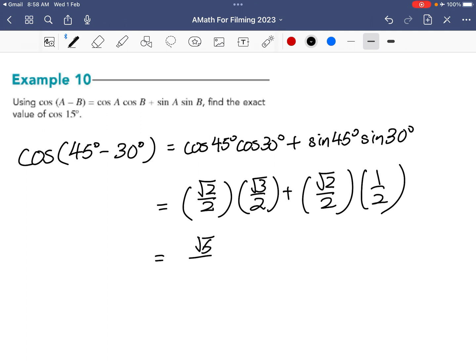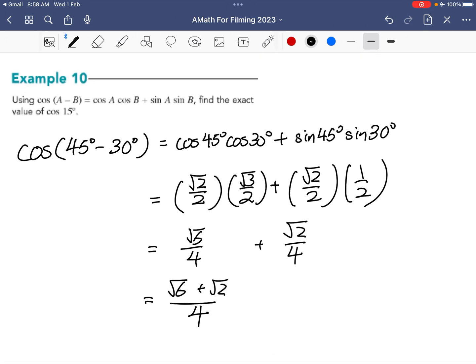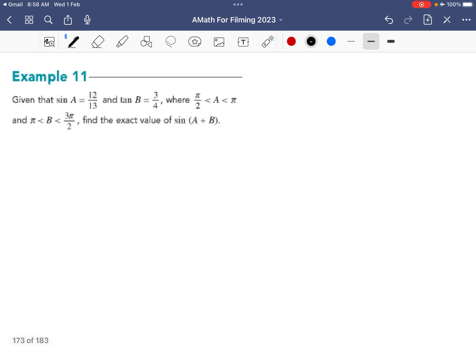If I simplify everything, I will get root 6 over 4 plus root 2 over 4. So if I combine the fractions, I will get root 6 plus root 2 over 4. And that is a simple application of how I can use the addition formula itself.